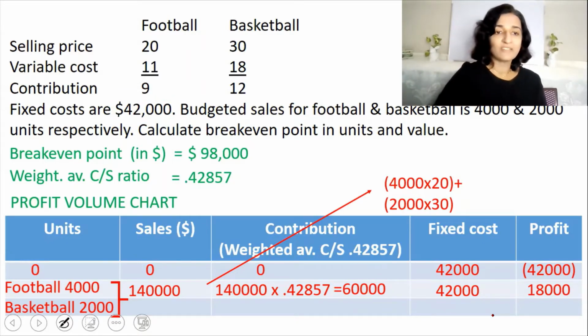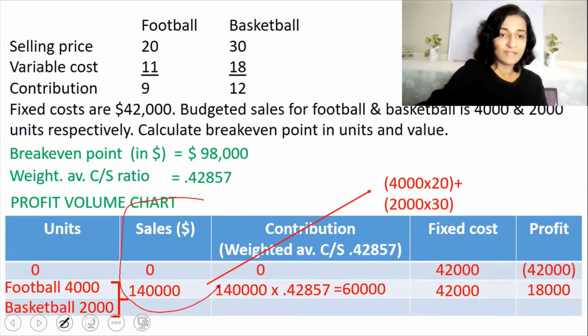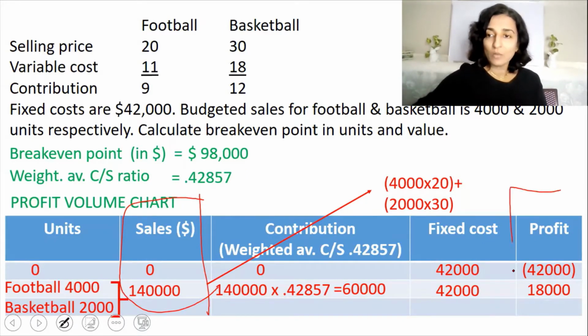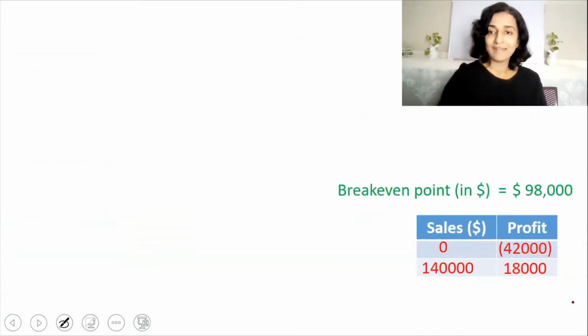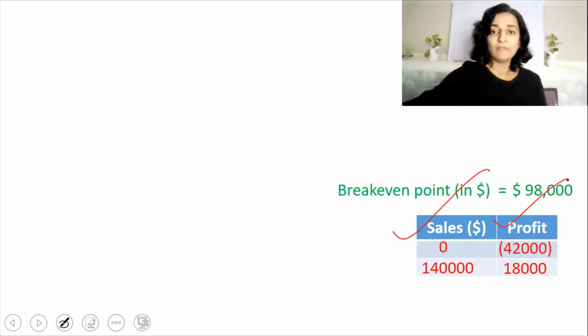The 2 columns that we need are, one, the volume, that is the sales column, and the second one is the profit column. So I'm copying those figures to the next slide. So we have the sales column and the profit column copied from the previous slide. And we've already calculated the break-even point at $98,000 in the previous class. Now we will draw the profit volume chart.